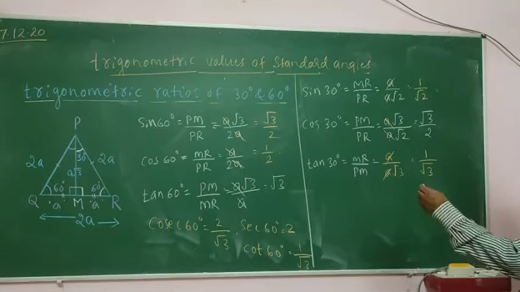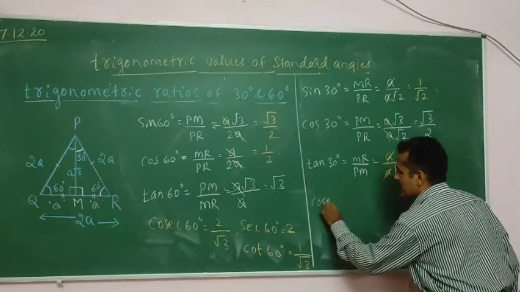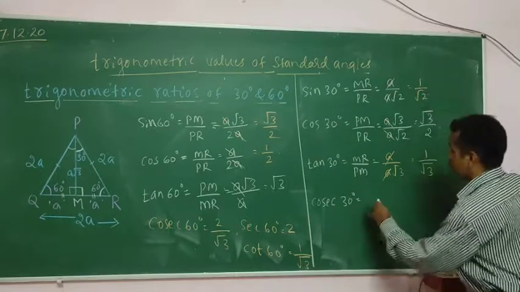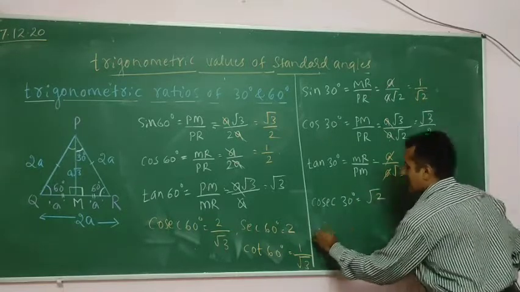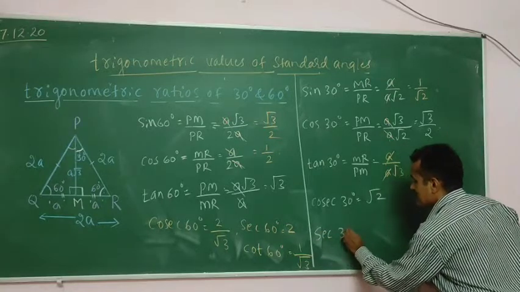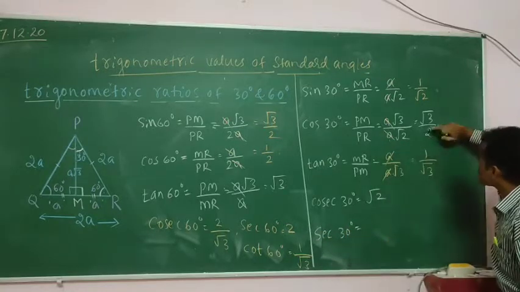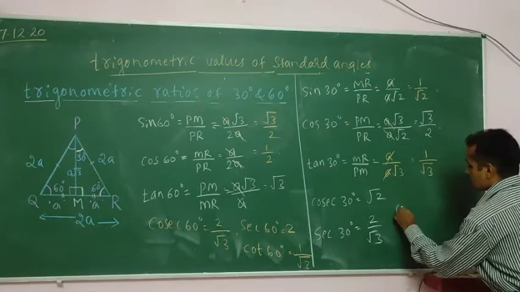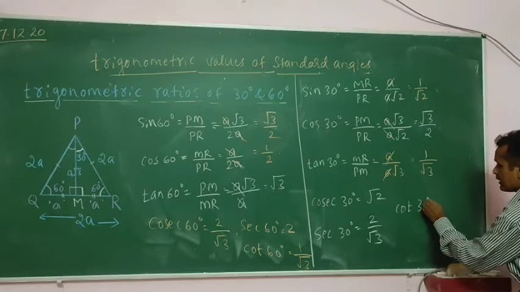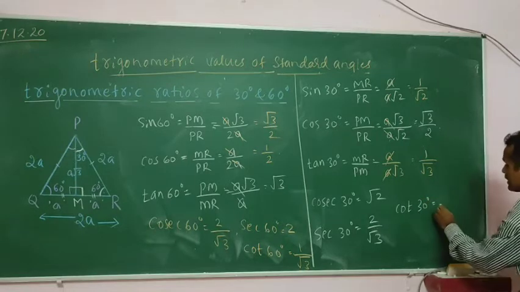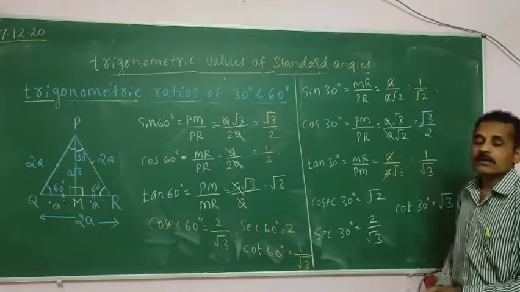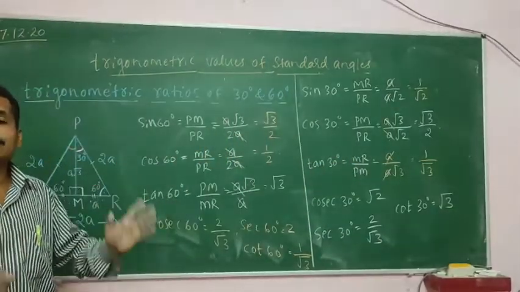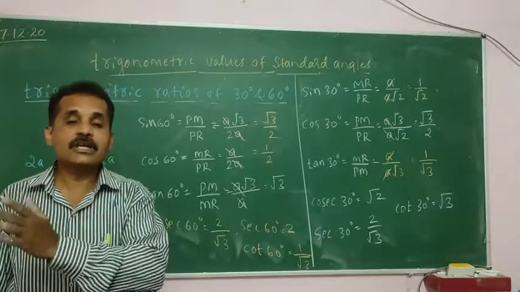हो गए. बाकी का हम लिख सकते हैं cosec 30. इसको उल्टा कर दो, 2. Sec 30, इसको उल्टा कर दो, 2 by root 3. At last cot 30, reciprocal of this. Answer is root 3. This is how we can derive the trigonometric ratios of 45 degree, 60 degree and 30 degree.